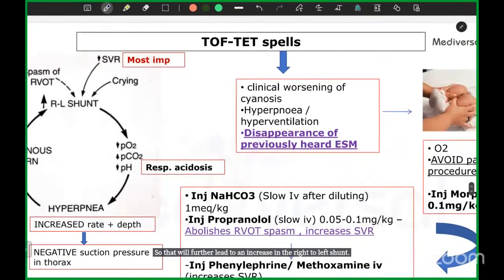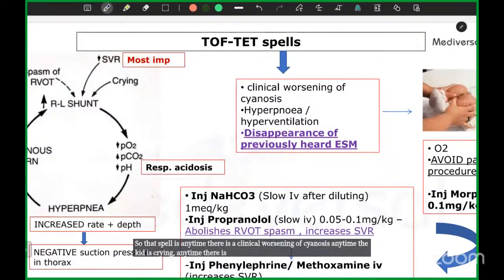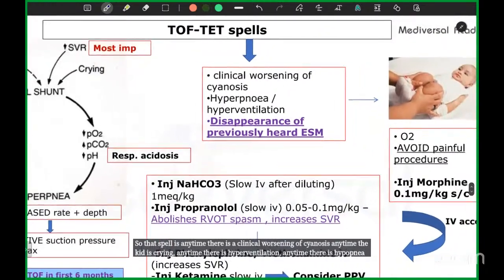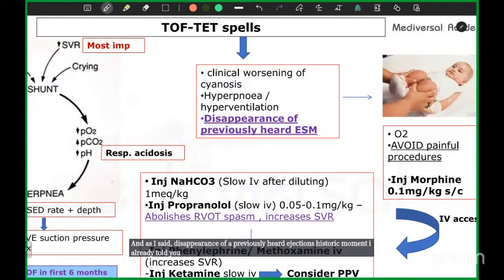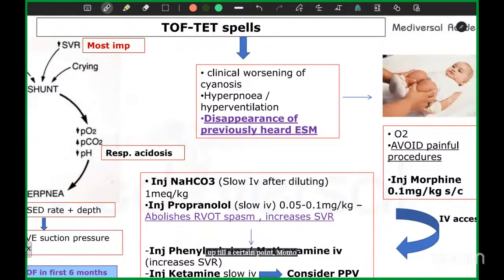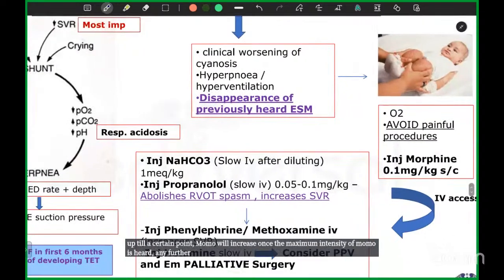So a TET spell is anytime there is a clinical worsening of cyanosis, anytime the kid is crying, anytime there is hyperventilation, anytime there is hyperpnea, and as I said, disappearance of a previously heard ejection systolic murmur. I already told you, up till a certain point, the murmur will increase. Once the maximum intensity of the murmur is heard, any further obstruction will lead to disappearance of the murmur.